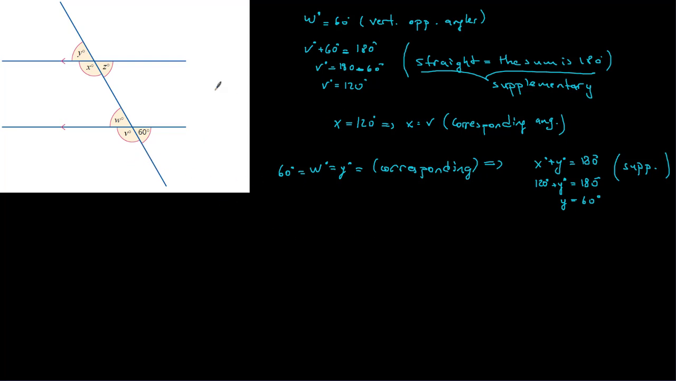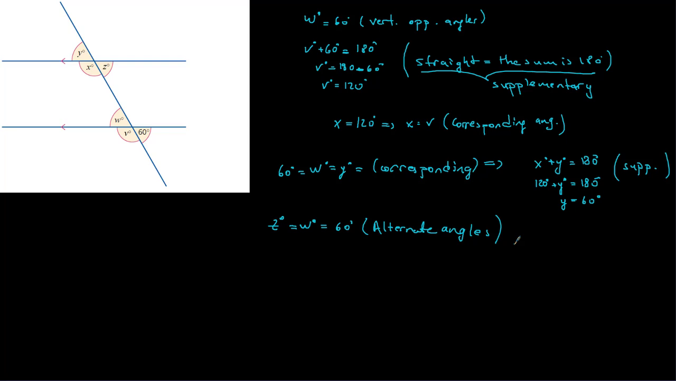Okay, I left Z here. Z and W are equal to each other, which is equal to 60 again, because they are alternate interior angles.